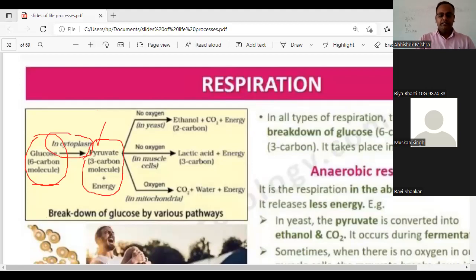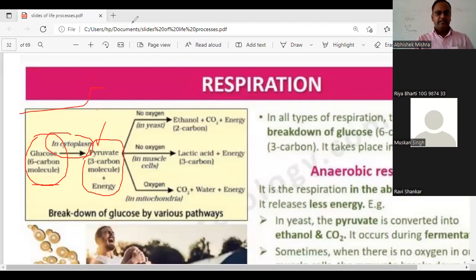What do we mean by this? This means that this step occurs in all the cells, in all types of cells, because of the presence of the cytoplasm in all types of cells. So this is the universal step of respiration. When glucose, a 6-carbon molecule, gets converted into pyruvate, a 3-carbon molecule, this process occurs in the cytoplasm of the cell. So if in the examination it is asked which is the universal step of respiration, you should answer: when glucose is converted into pyruvate, a 6-carbon molecule converted into a 3-carbon molecule.